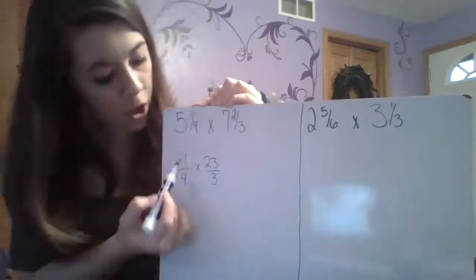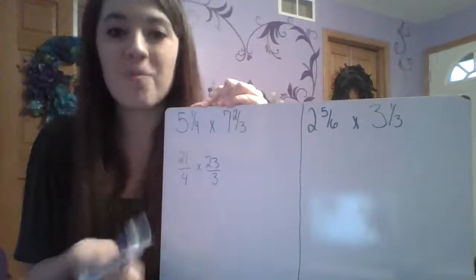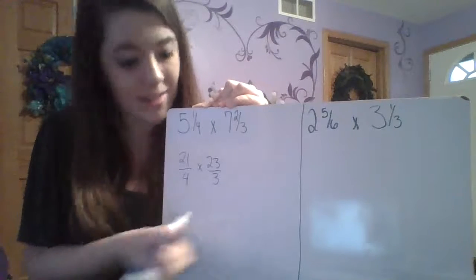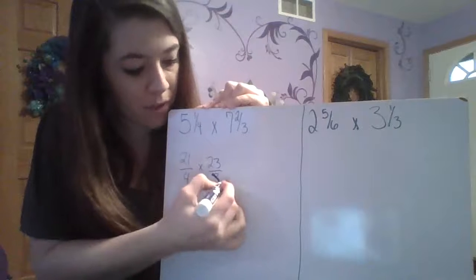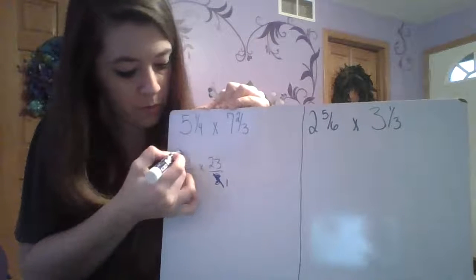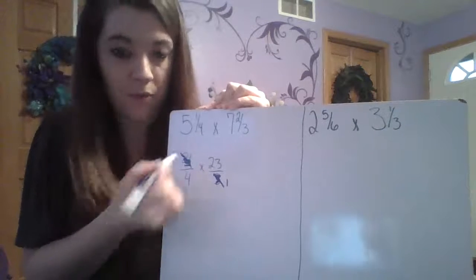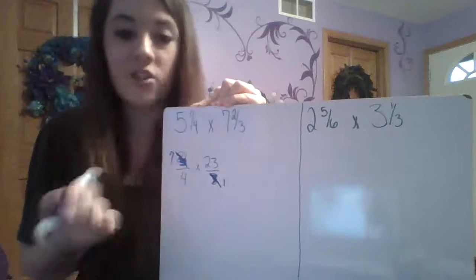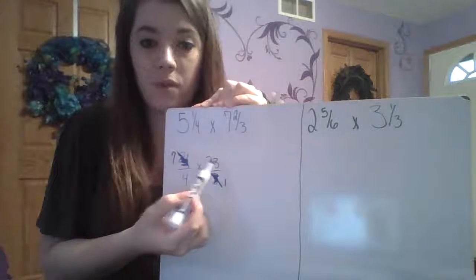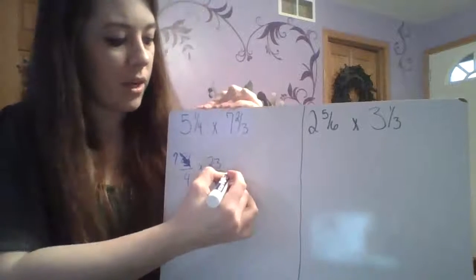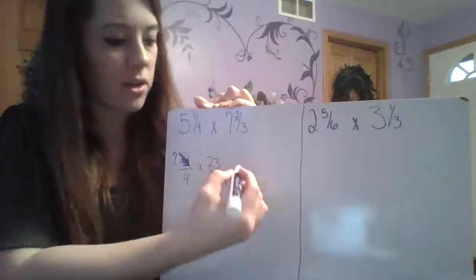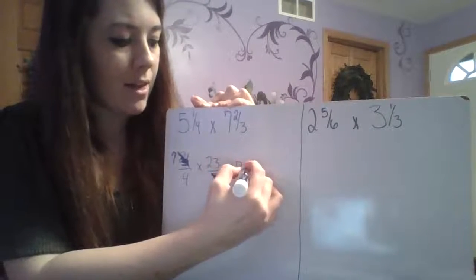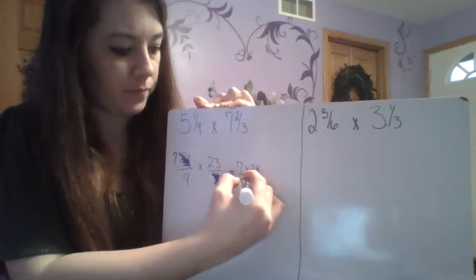But 21 and 3 are both divisible by 3, so we can simplify this down some. So divide each of them by 3. This becomes a 1. The 3 goes away. 21 divided by 3 gives us 7. So now instead we have 7 times 23 and 4 times 1. Still large numbers because we have that 23 in there, but significantly smaller.